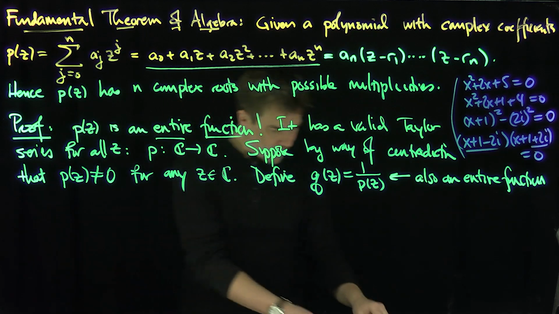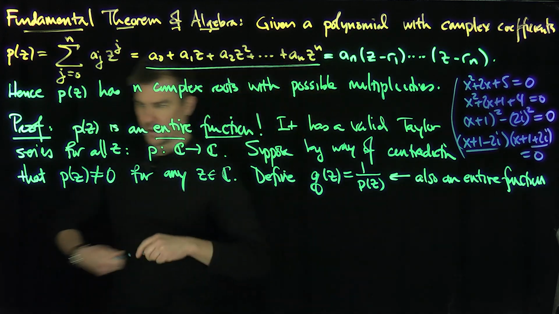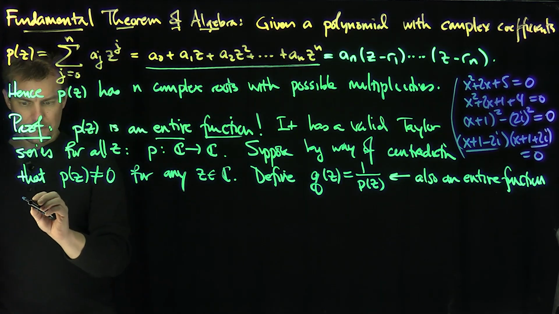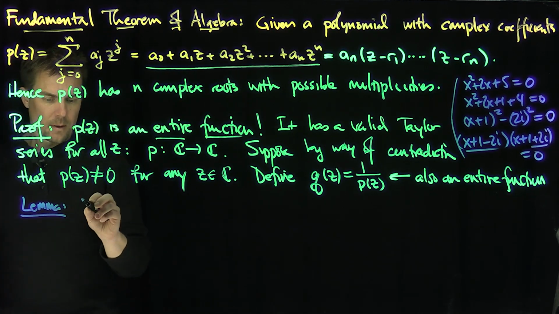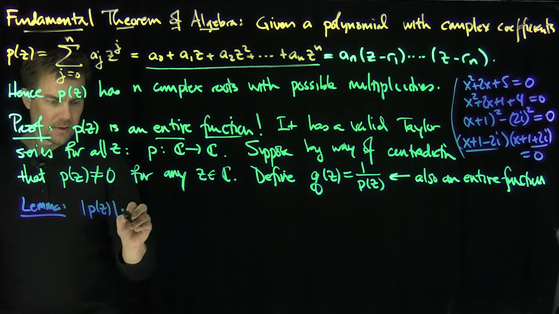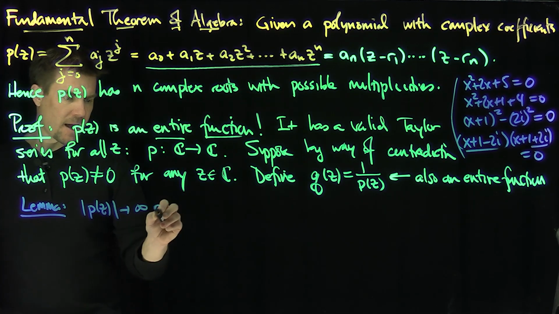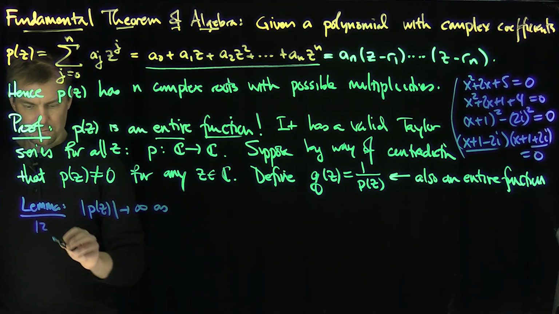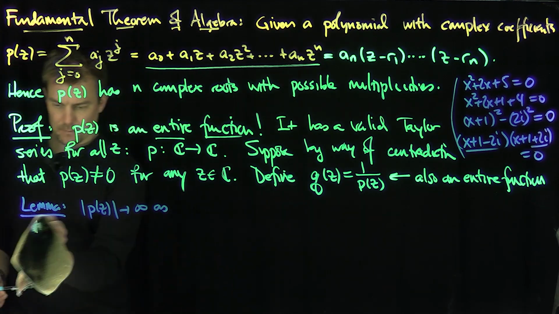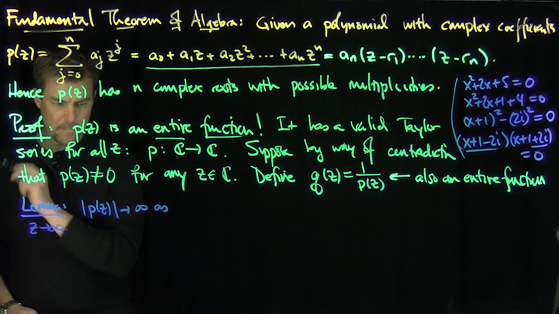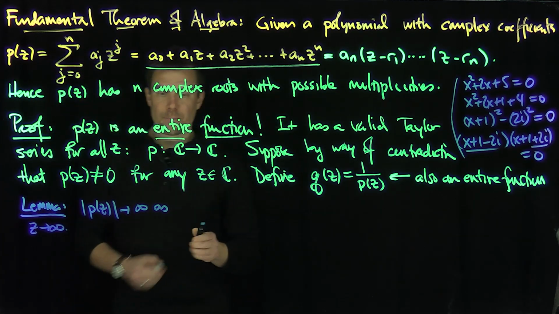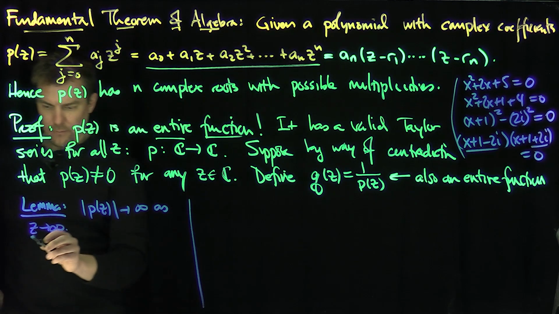Now I need one small lemma over here. So what's my small lemma? It should be easy to believe. Lemma: the modulus of P of z tends to infinity as modulus of z, or just as z, tends to infinity. Any way you wish, right? Okay. So how do you prove this lemma? Well, the proof is straightforward.